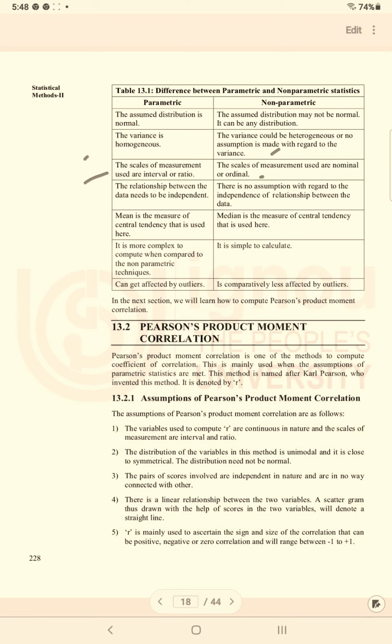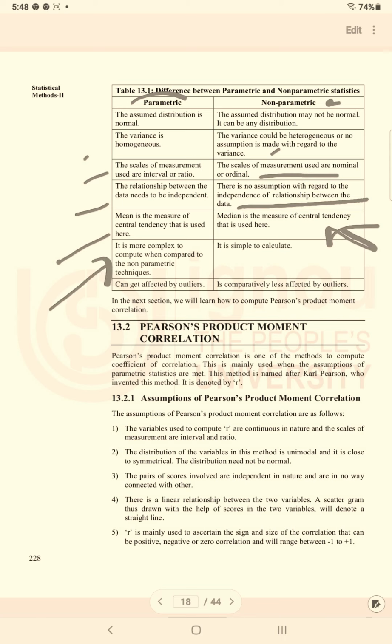The scales of measurement used are nominal or ordinal. The relationship between the data needs to be independent. There is no assumption with regard to the independence of relationship between the data. Mean is the measure of central tendency that is used here. Median is the measure of central tendency that is used here.